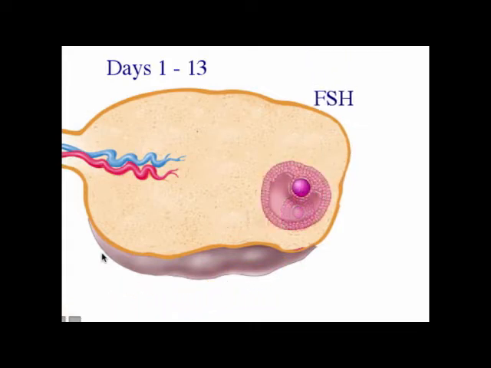So here's days 1 through 13. Same as we saw before, the pituitary gland is making follicle-stimulating hormone and luteinizing hormone, and the follicle-stimulating hormone makes one of the follicles mature. The egg gets larger and is ready to be fertilized. Well, I should say it's able to be fertilized, but it can't yet because it's still inside the ovary. And the follicle is making estrogen.